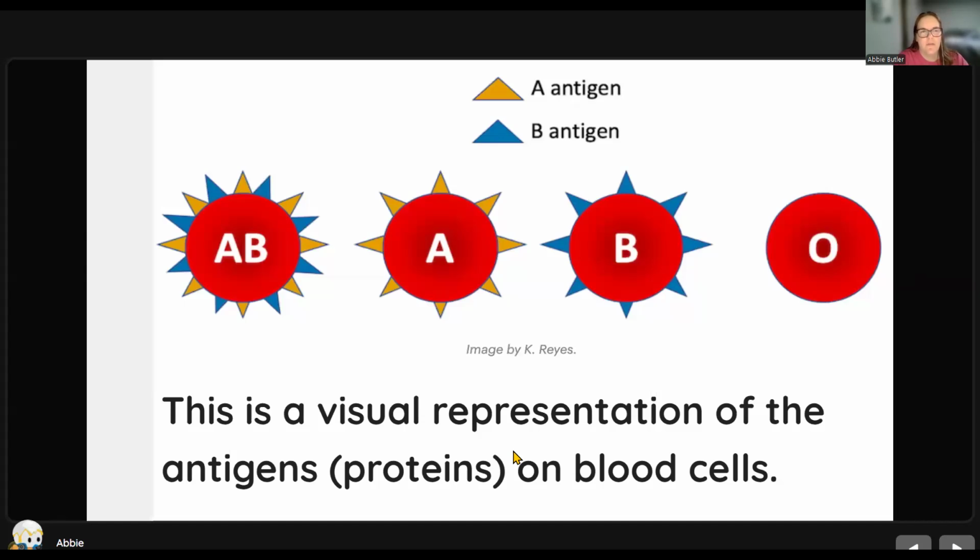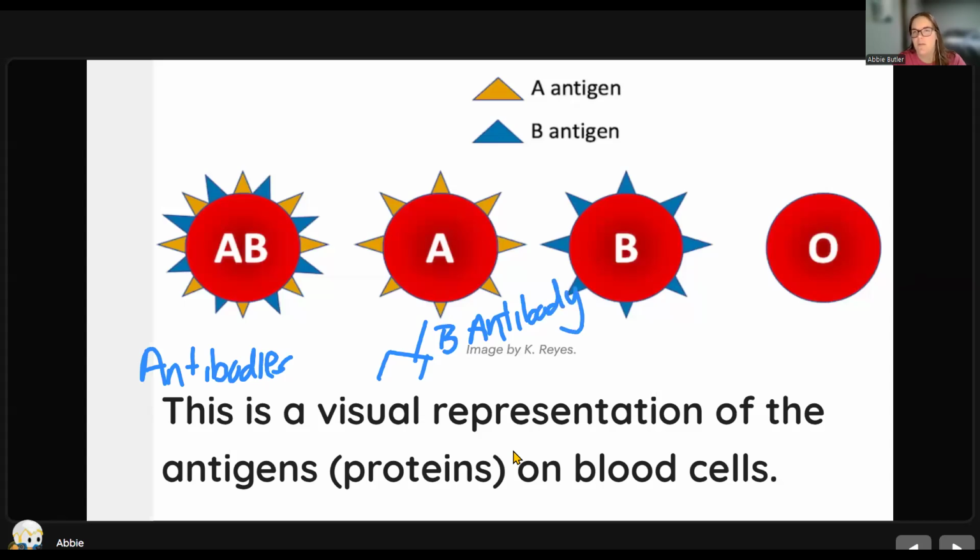There's another type of protein in your blood called antibodies. They float around in the plasma to help protect you, and they look like little pitchforks. Type AB blood actually has no antibodies, but type A blood has B antibodies, meaning they don't want B blood. They're going to block the B blood.